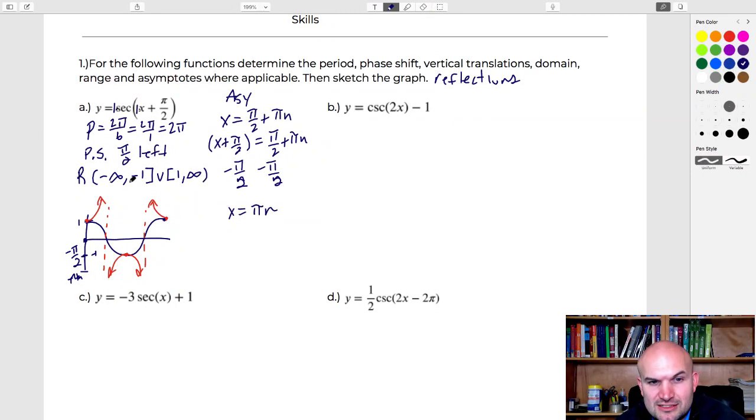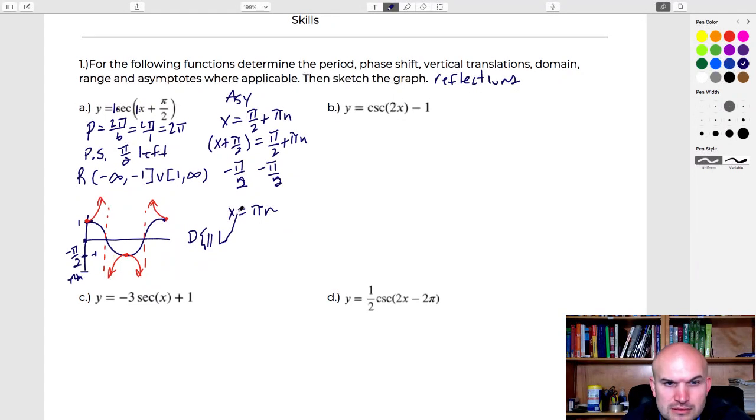Okay, so I talked about the range. The domain is always going to be all real numbers except for where these asymptotes occur. So therefore, I can write all real numbers such that x cannot equal the asymptotes, pi n. All right. Now, I'm actually going to work the secant ones first just because it has the same qualities. So I think it'll just be easier for teaching purposes to make that continuity. And then I'll do the cosecants.